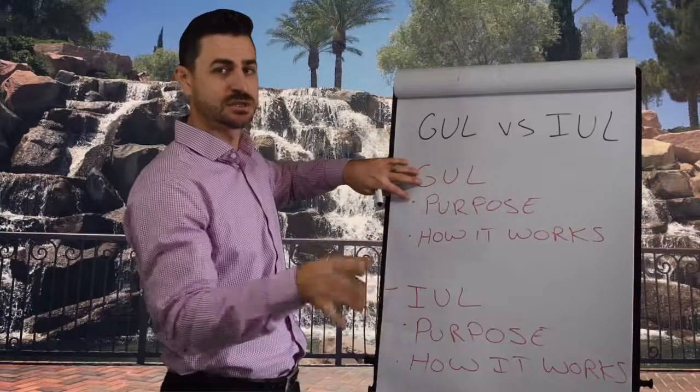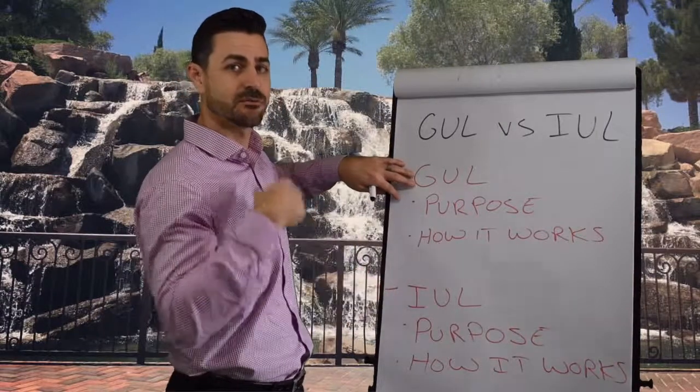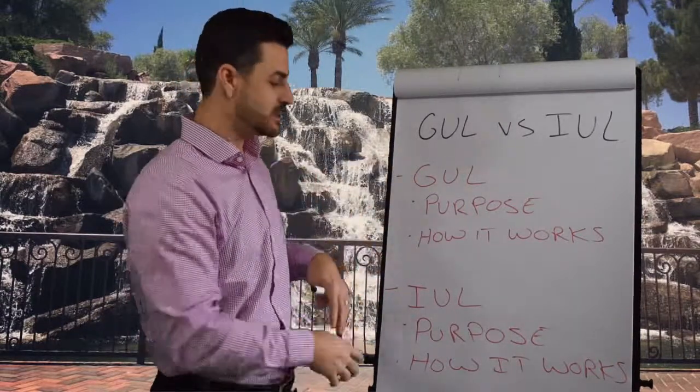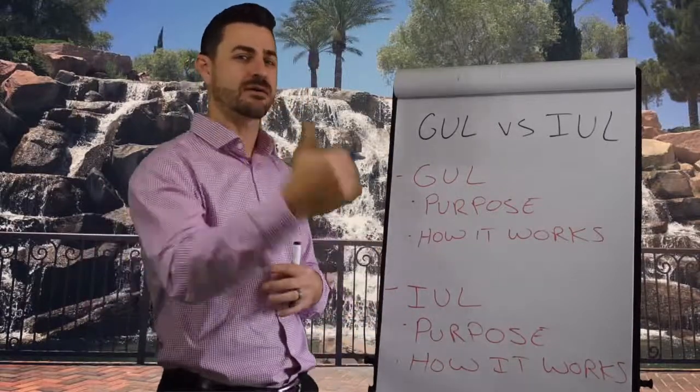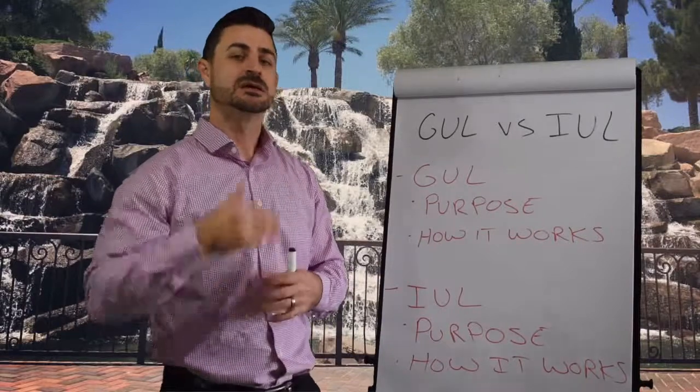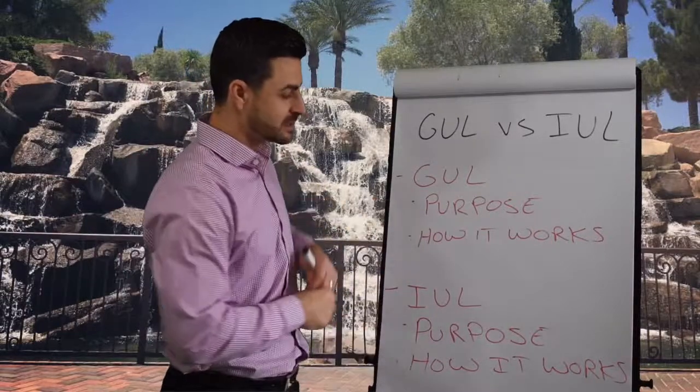The GUL is really designed to have insurance, to maximize the insurance to a certain age, and the IUL is a little bit of both, where they're going to have the insurance, but they can really have that cash value build up as well down the road. So that's how those work.